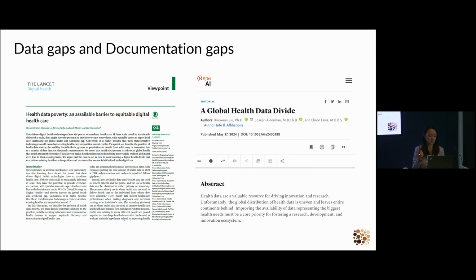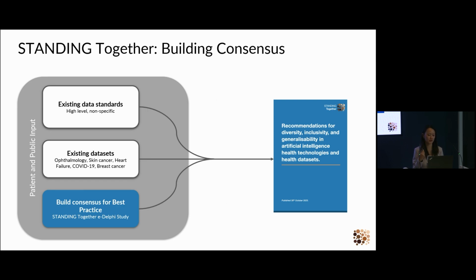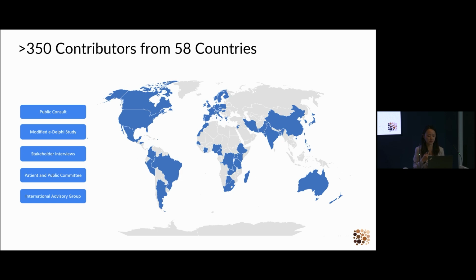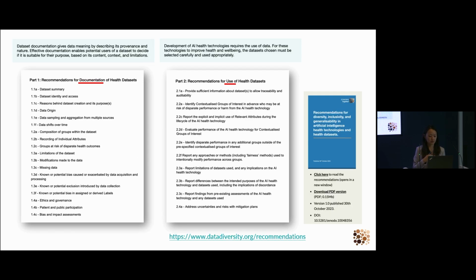So we highlighted this issue of data gaps, but then there's also documentation gaps, which then invisibilize the problem. I'm going to start going a bit quicker just for time. So Standing Together was an international consensus effort to build standards around data documentation and handling of biases in AI medical devices. We engaged over 350 contributors from 58 countries, from a bunch of different stakeholder groups, and have produced a set of standards which are not published yet, but they're accessible in an abbreviated form at datadiversity.org.